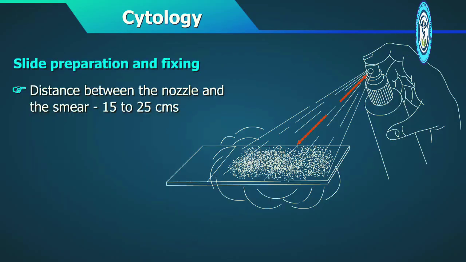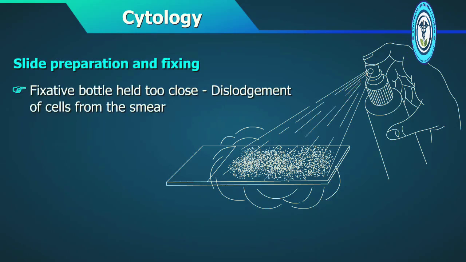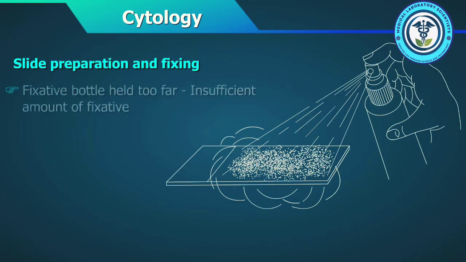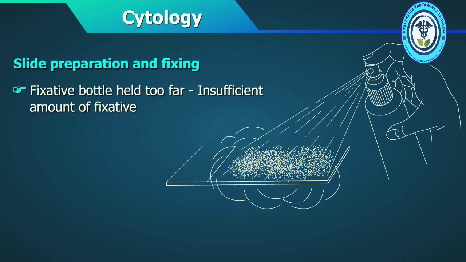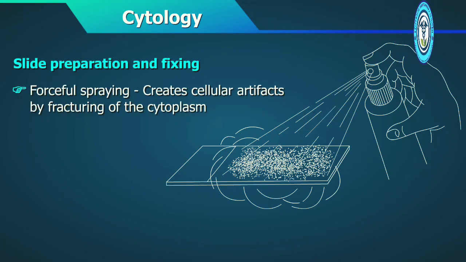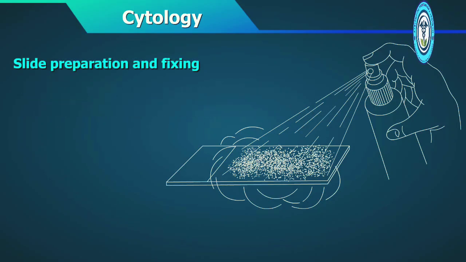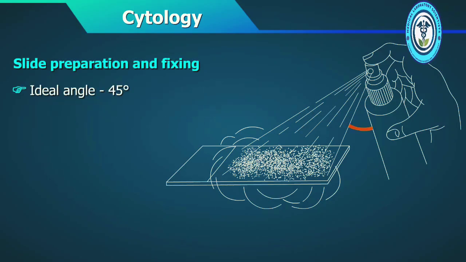The distance between the nozzle and the smear should be about 15 to 25 centimeters. If the fixative bottle is held too close, the cells can be dislodged from the smear. And if held too far away, a sufficient amount of fixative will not reach the smear. Too forceful spraying can also create cellular artifacts by fracturing of the cytoplasm. An ideal angle for spraying is 45 degrees.